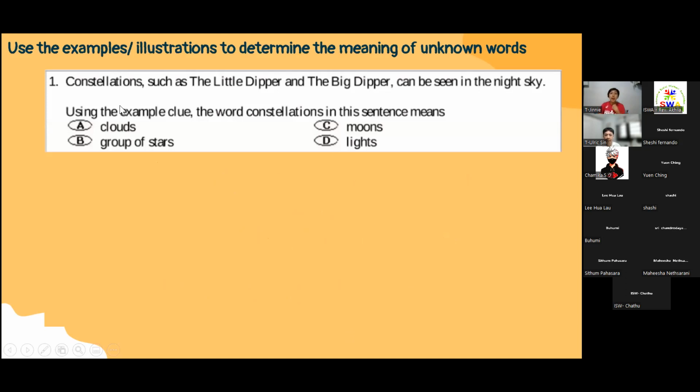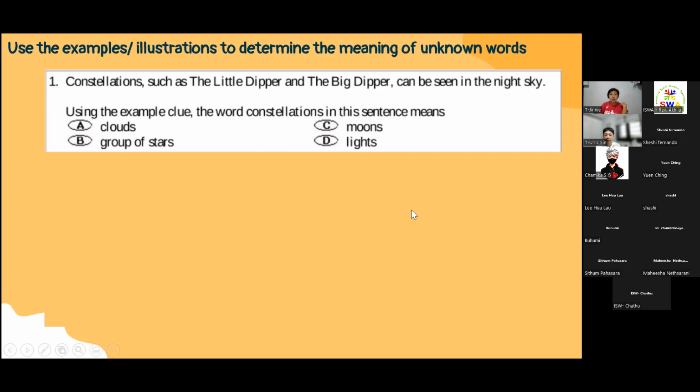Okay, I shall read the first question for you. After this, you will have volunteers to read, okay? So constellations, such as the Little Dipper and the Big Dipper, can be seen in the night sky. Using the example clue, which is this one, such as the Little Dipper and the Big Dipper, the word constellation, so constellations is our difficult word, in this sentence actually means, is it A, clouds, B, group of stars, C, moons, or D, lights?